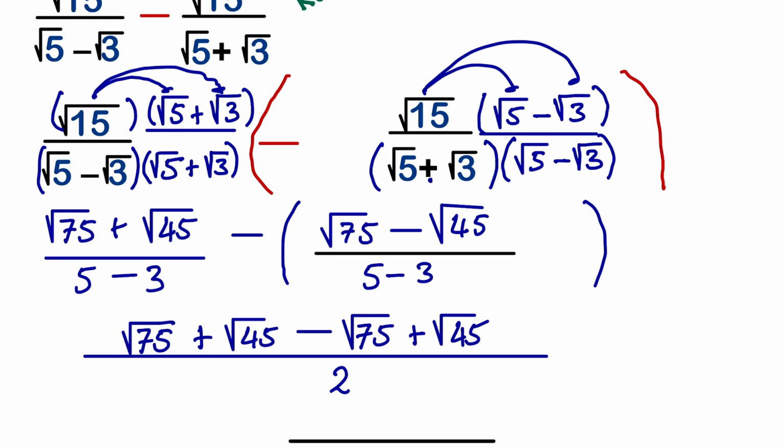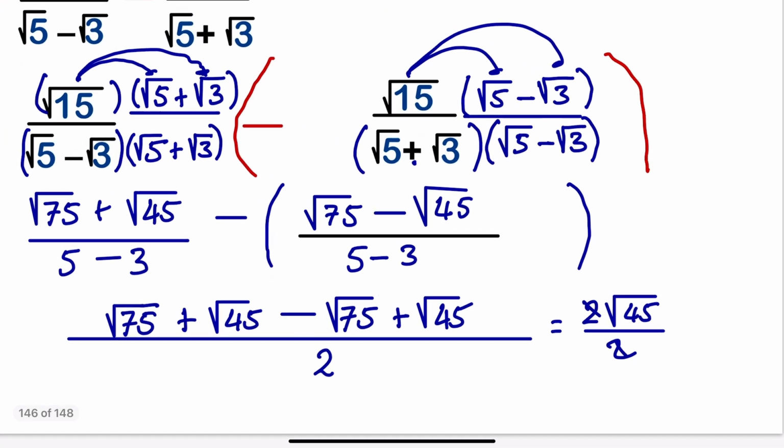So next thing to do is to simplify. We can see that root 75 minus root 75 will give us 0. So we'll be left with root 45 plus root 45, which is 2 root 45. So we are going to get 2 root 45 all over 2. So this and this will cancel.